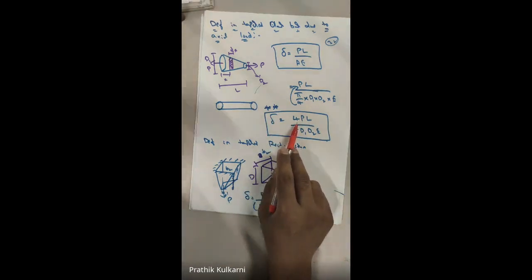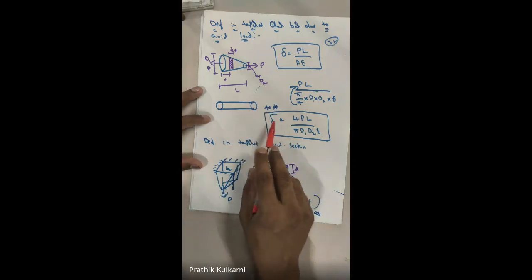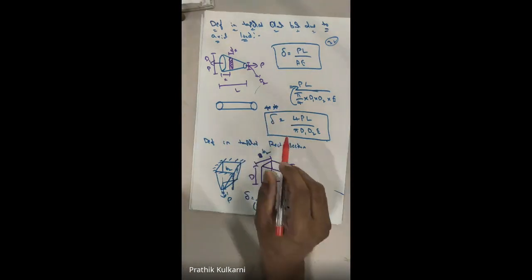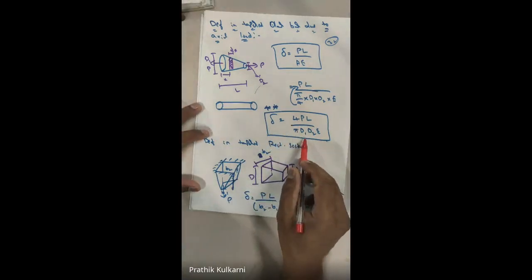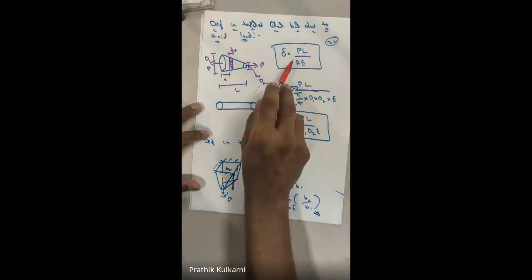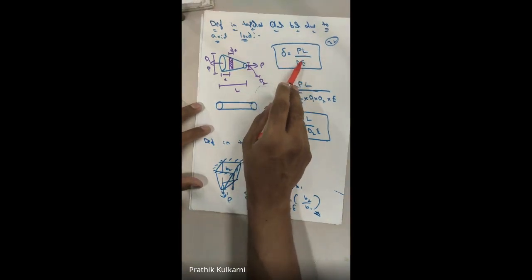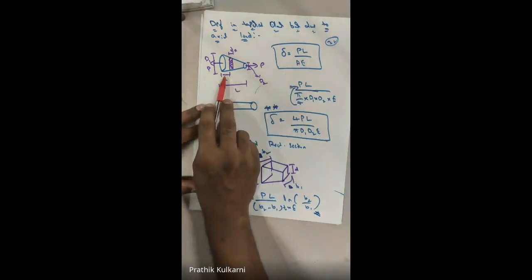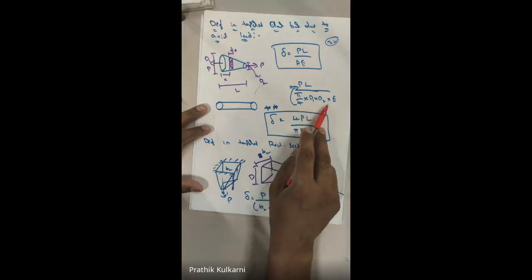Why? Because most of the time in the exam he will ask you what is the deformation for a tapering bar. He will ask you your delta, so you have to find out your delta. So delta is equal to 4 PL by pi d1 d2 into E. This equation I think everyone can remember. Yes or no? Delta is equal to PL by AE, which we have already calculated, but if you are talking about a tapering bar, then the area is pi by 4 into d1 d2.